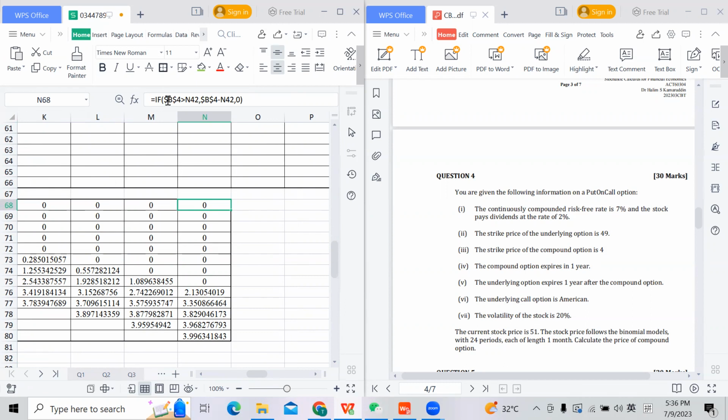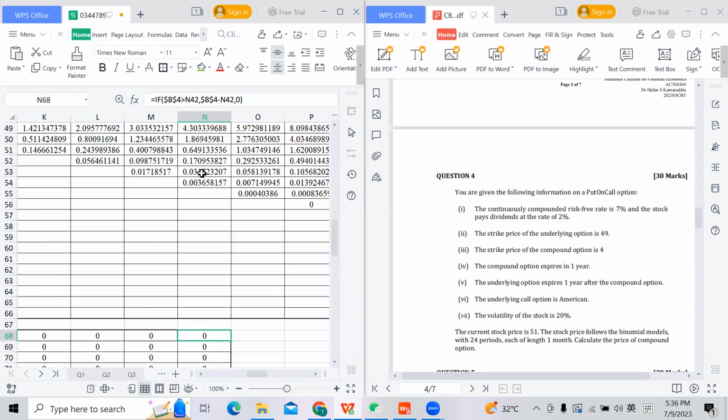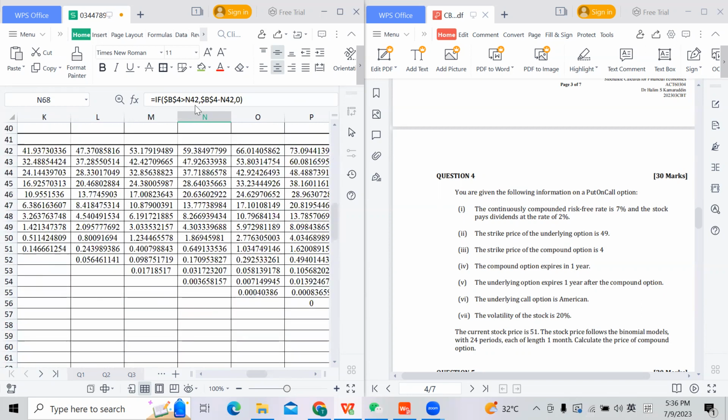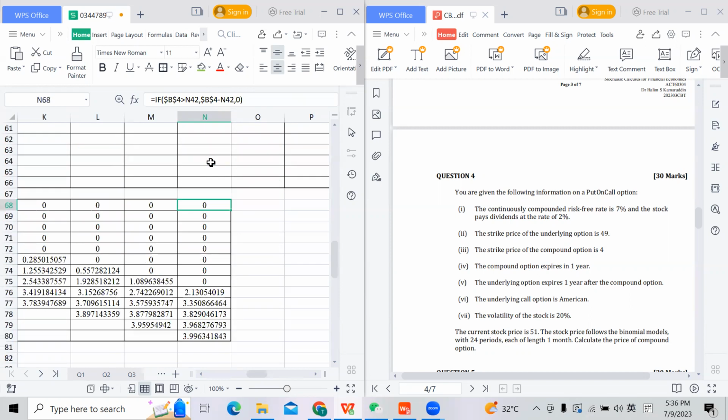To find the put price, the K should be bigger than the ST. So if K is bigger than ST, we will take K minus ST. Otherwise, we will make it 0, it won't be a negative value. So just compute with the formula and then drag down. After that, we need to compute the previous period of the put price.